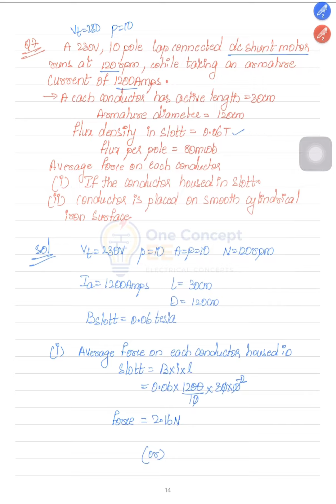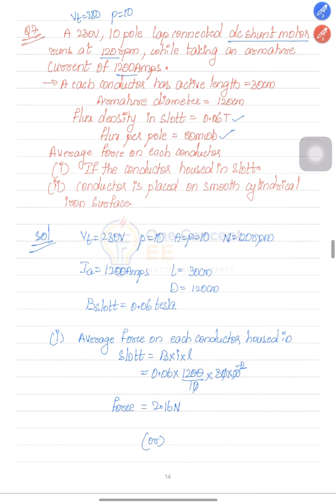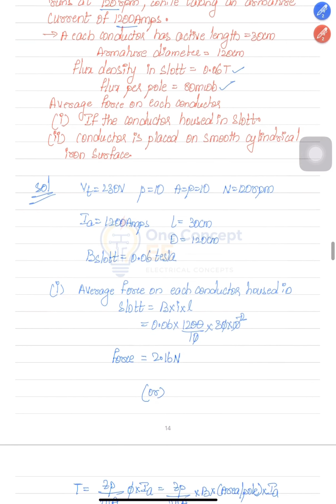Then the flux per pole, meaning in the teeth region, is shown as 80 milliweber. We are asked to find the average force on a conductor: first, if the conductor is housed in a slot, and second, if the conductor is placed on a smooth cylindrical surface.